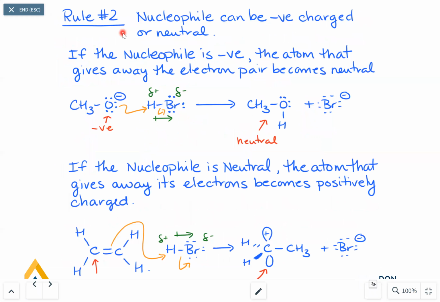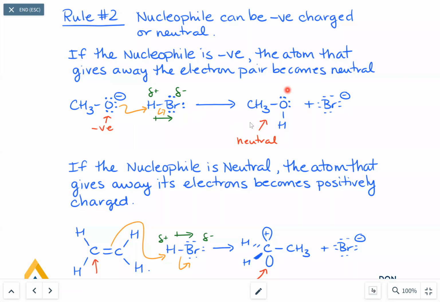Okay, so the second rule is that the nucleophile can be negatively charged or neutral. There are lots of examples of negative nucleophiles. We could have said hydroxide. Here we've got a methoxide, and if it's attacking HBr, this would be just an acid-base reaction. The tails are where the lone pairs are, the pointy ends where the delta plus is; negative goes to positive.